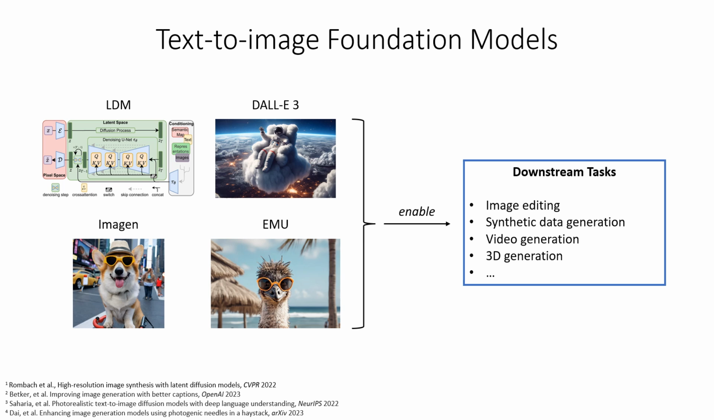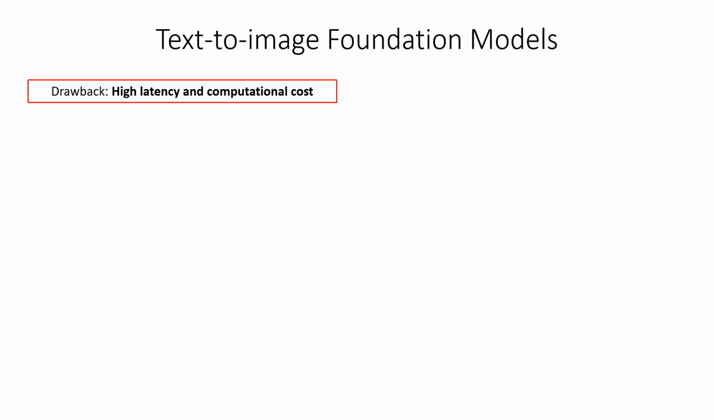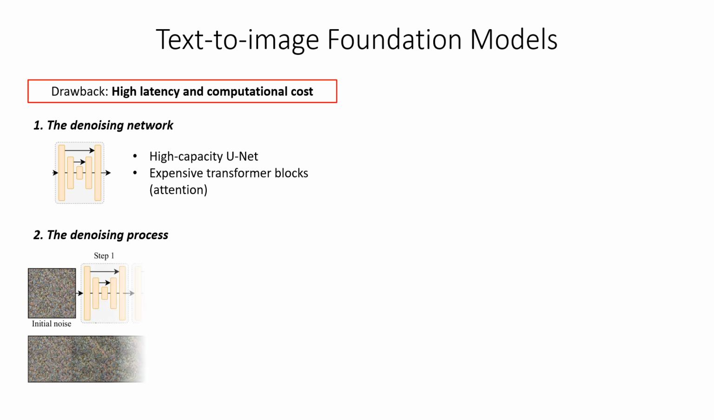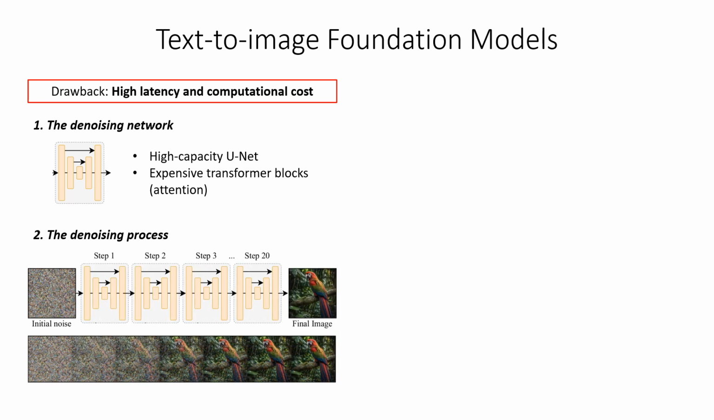Diffusion models have revolutionized the field of generative AI. These foundation models enable many downstream tasks, ranging from image editing to 3D generation. However, one of the major drawbacks of these models is their high latency and computational cost. First, the denoising network tends to be very large in size. Second, the network has to be applied consecutively multiple times, starting from random noise to generate an image. In general, the more steps the network takes, the higher the quality of the final image will be.